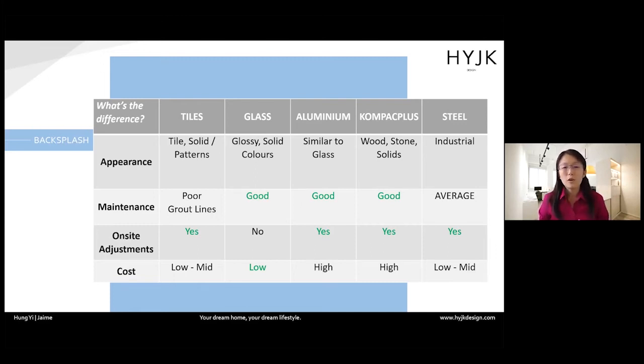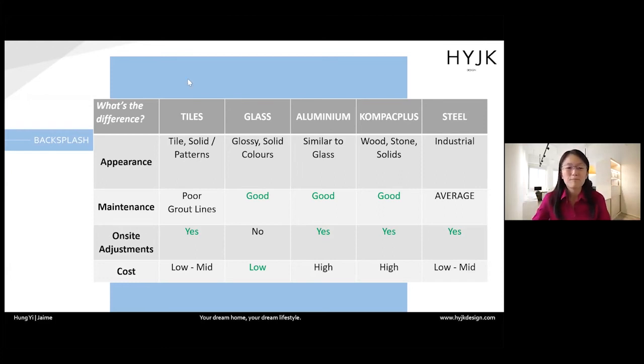Okay, so for tiles, the maintenance is a bit more difficult because of the grout lines. For those of you who do housework and are familiar with tiles, usually grout lines are a bit more difficult to maintain. Glass is easy to maintain. Aluminium is easy to maintain. Compact glass is easy to maintain. And steel not so easy to maintain, because you have to use oil to wipe it down to remove all the watermarks. If not, it won't be nice and shiny, unless you're okay with it having a lot of watermarks.